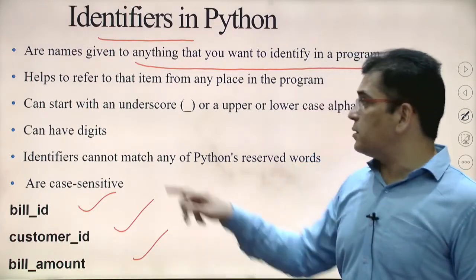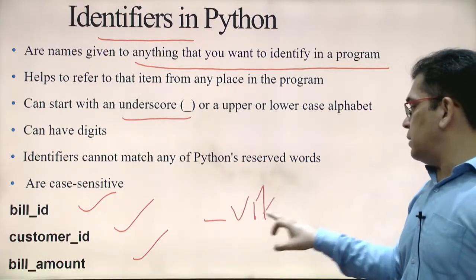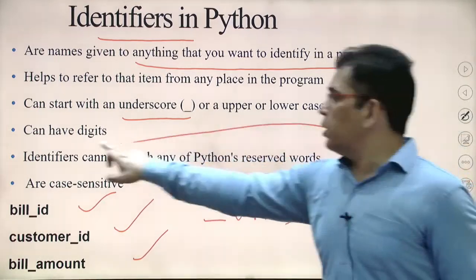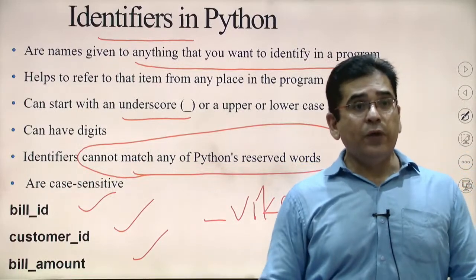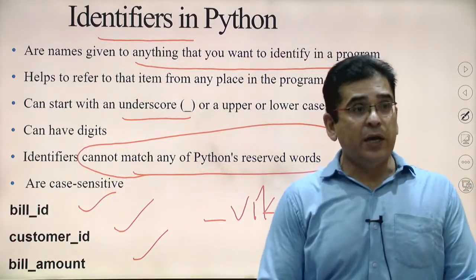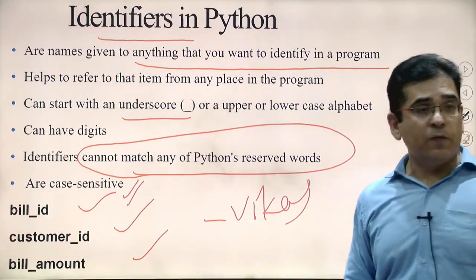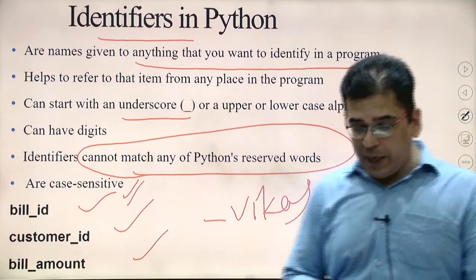These identifiers can start with an underscore, like underscore Vikas. It can also be an identifier. These cannot match any Python reserved word. As in all other programming languages, reserved words cannot be used as the name of an identifier. They are case sensitive. Capital Vikas or small Vikas, both are treated as different identifiers in Python.